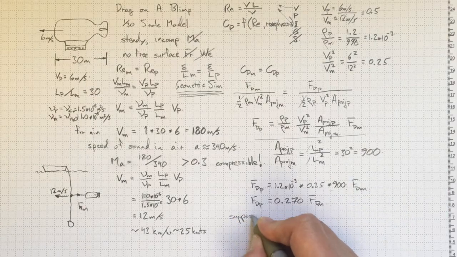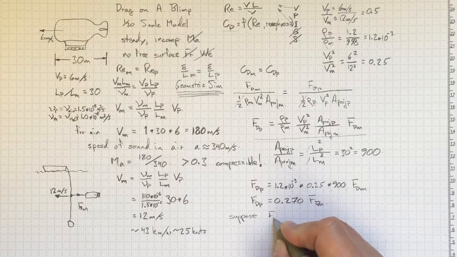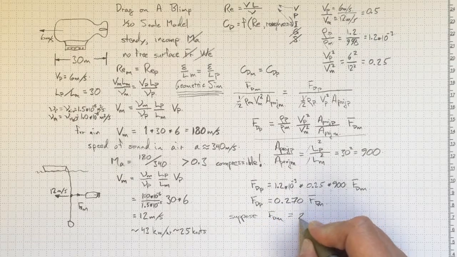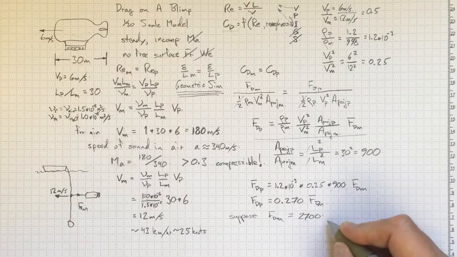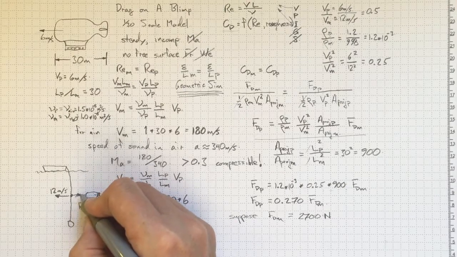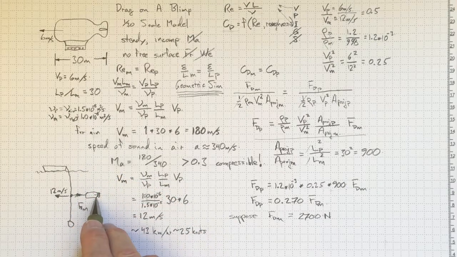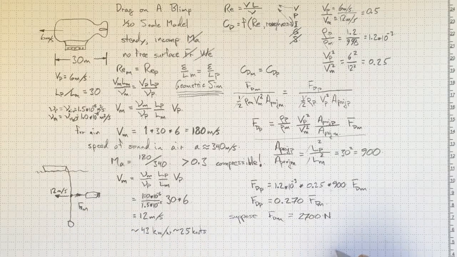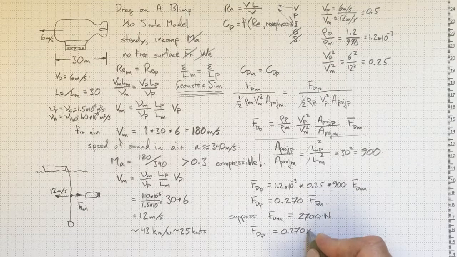Suppose that we measured that the force of drag on the model was 2,700 newtons. We measured that here from the tension gauge that we put into that cable that's towing that blimp model. Well, if we had 2,700 newtons on the model, then the force of drag on the prototype blimp would be 0.27 times 2,700, or 730 newtons.